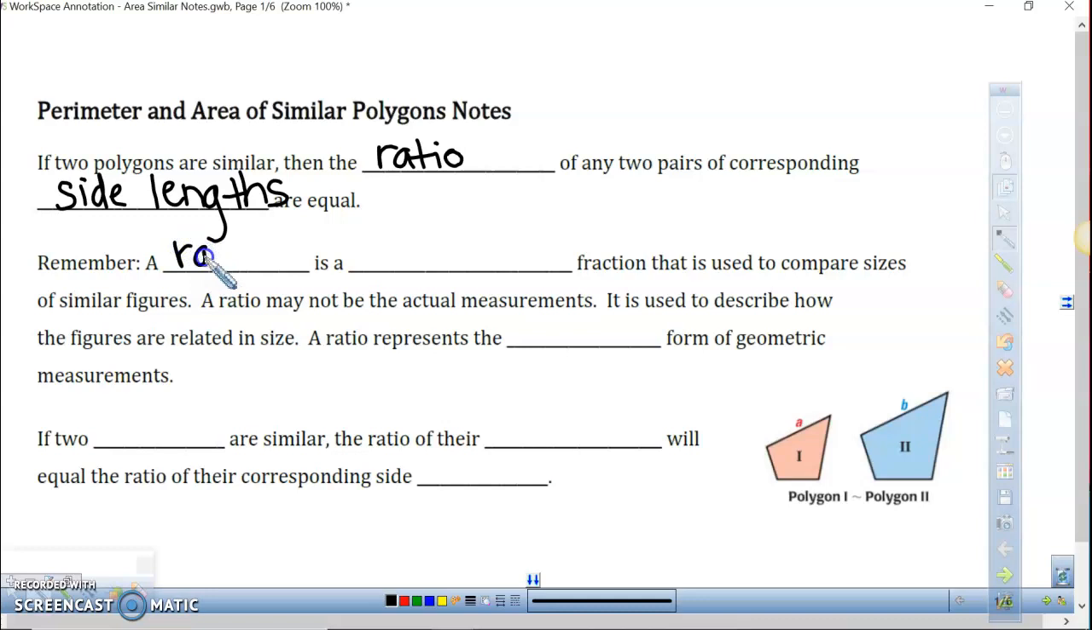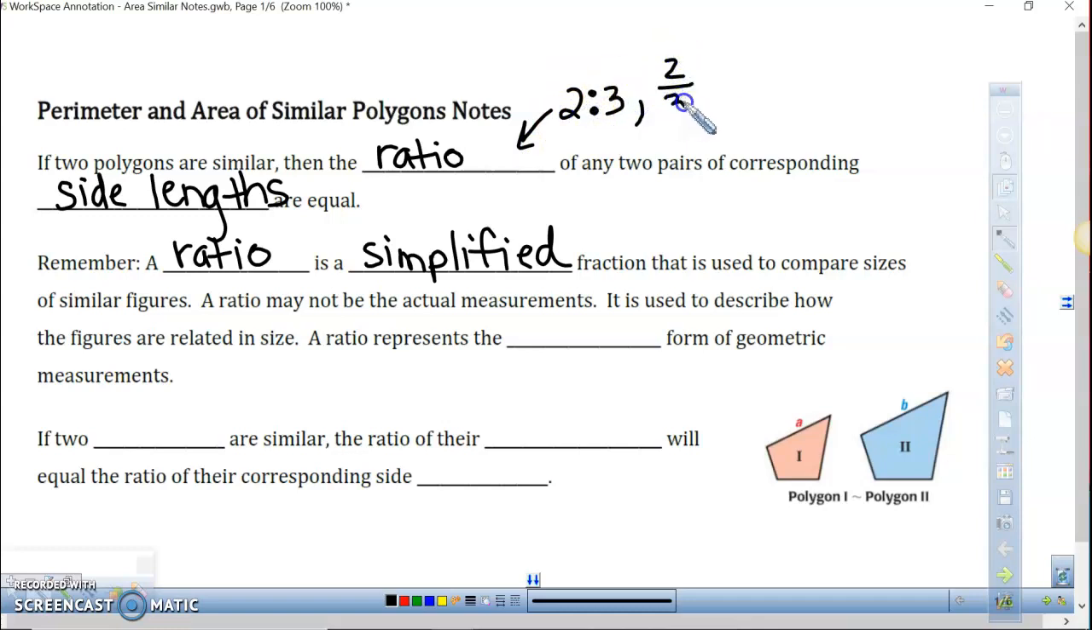A ratio is a reduced fraction or a simplified fraction, okay? So don't freak out about the word ratio. A ratio can be written as 2 to 3 with a colon. It can be written as a fraction, 2 over 3, or you can write it as 2 to 3. So these are all different ways to write a ratio. All right, so a ratio is just a simplified fraction that is used to compare sizes of similar figures.